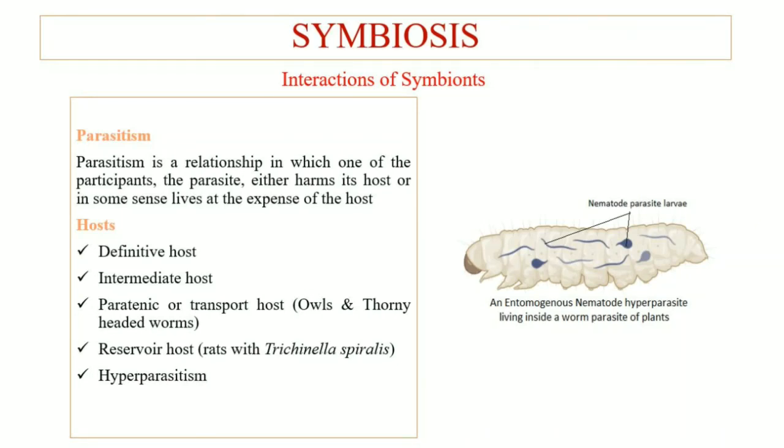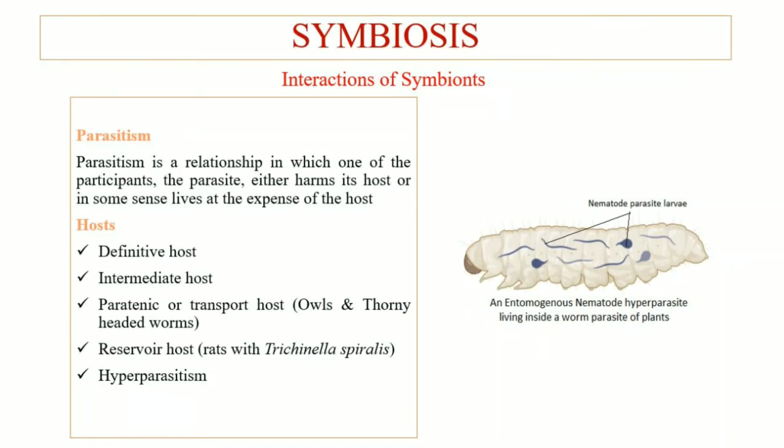So next is reservoir host. Reservoir host is any animal that harbors an infection that can be transmitted to humans. So here is the example of rats that have Trichinella spiralis. Trichinella spiralis basically causes nausea, diarrhea, vomiting, fever, fatigue, and abdominal discomfort in humans. So in this case, rats act as reservoir host for Trichinella spiralis.